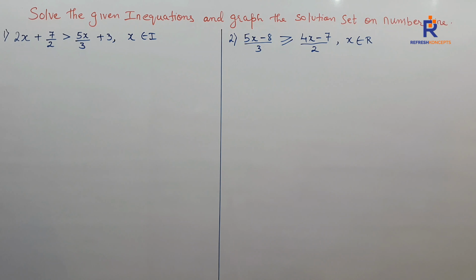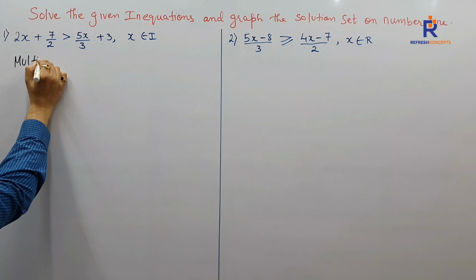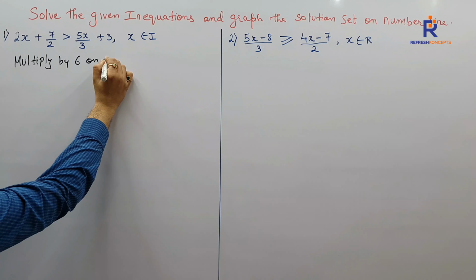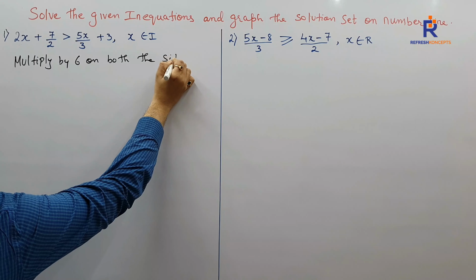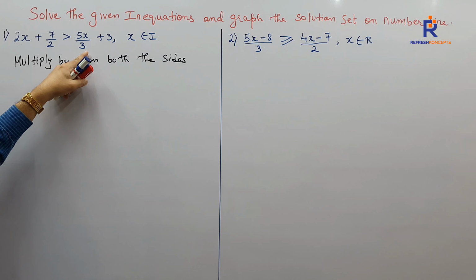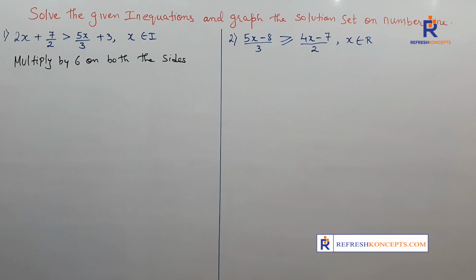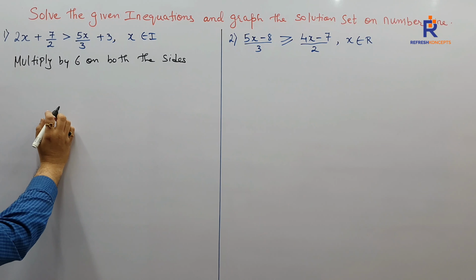So we first write down over here, multiply by 6 on both the sides. I repeat what we have done. We have the question in front of us. Since we have fractions over here, by 2, by 3, LCM between 2 and 3 is 6, multiply by 6 on both the sides. Every single term, mind you, every single term needs to be multiplied by 6.